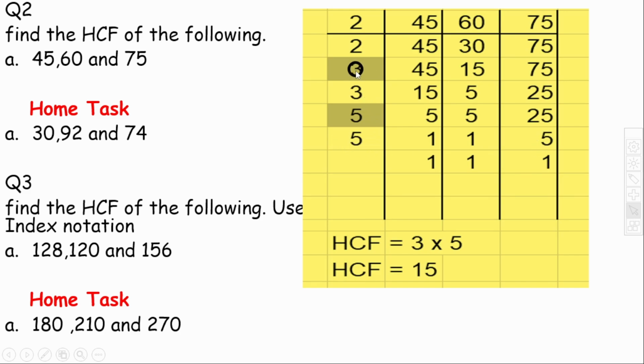So the two numbers that went through all 3 of them, that were common factors, are 3 and 5. So the HCF is equal to 3 times 5, which is equal to 15. Or you can leave it as the product of prime factors, which is 3 and 5. So the answer is actually 3 times 5 or 15. So that's another method for working on HCF.